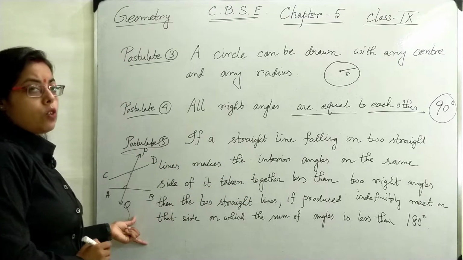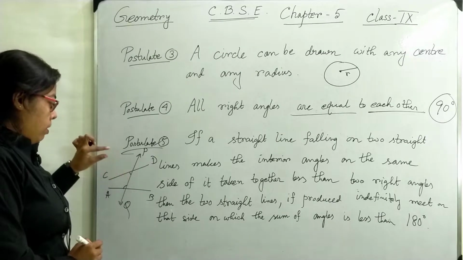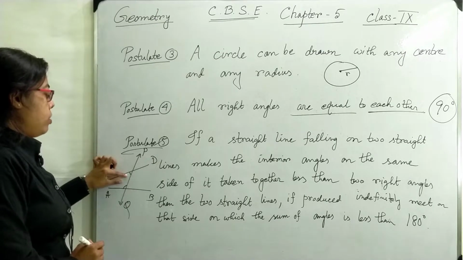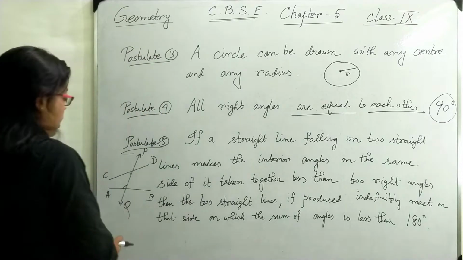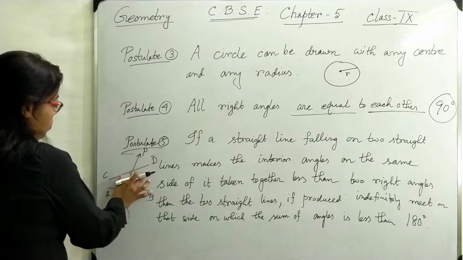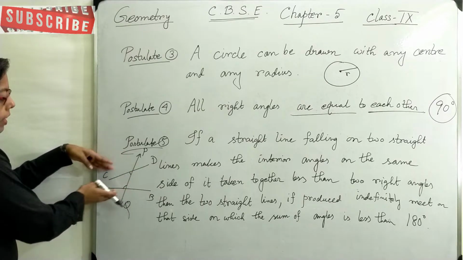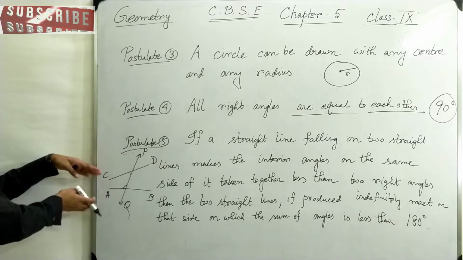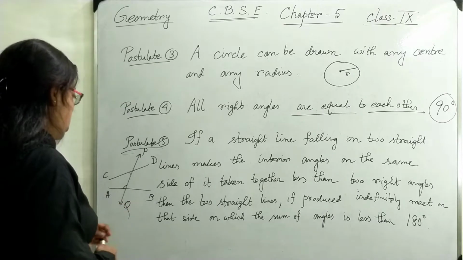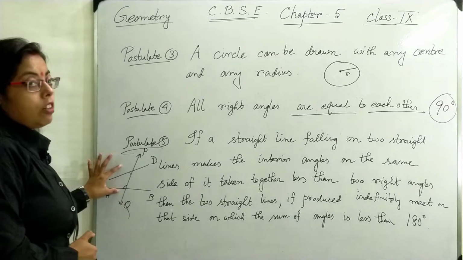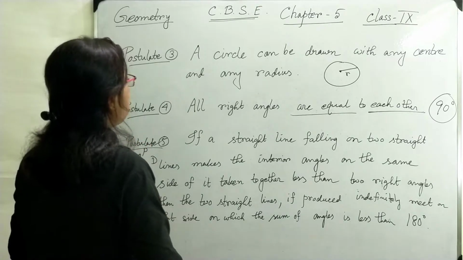2 right angles means 180 degrees. If you sum up these 2 interior angles and you get less than 180 degrees, then if you produce this line indefinitely on this side, it will intersect at some point. Okay, they can meet each other. These lines will be non-parallel. This is postulate number 5 and the most important postulate.